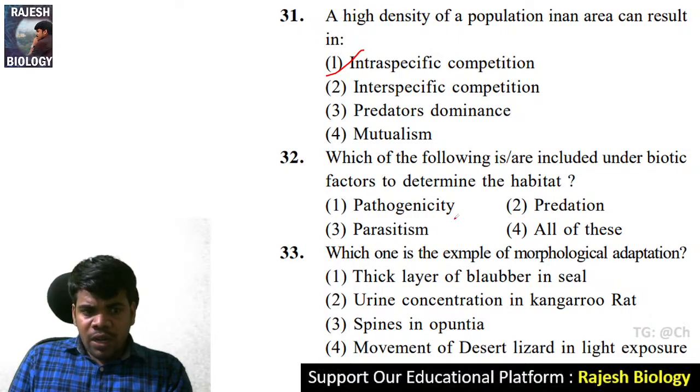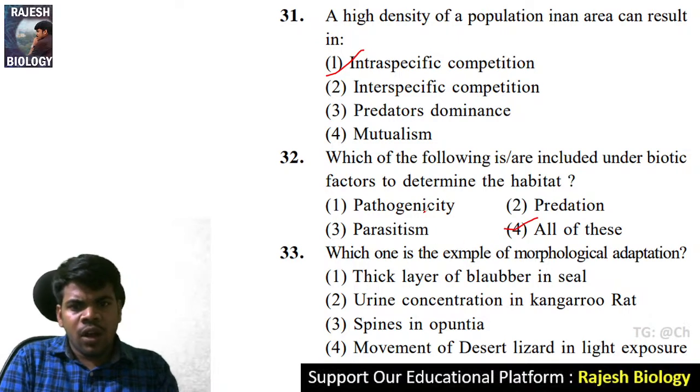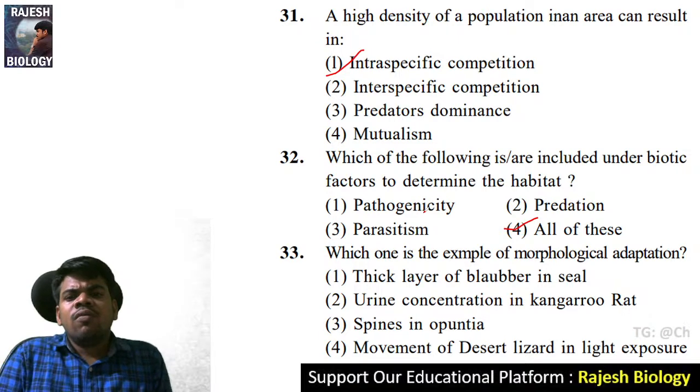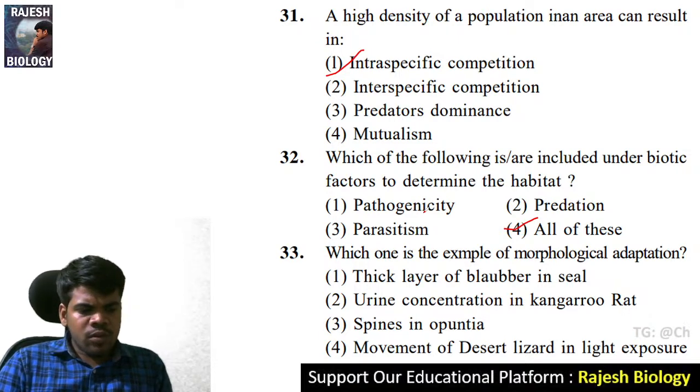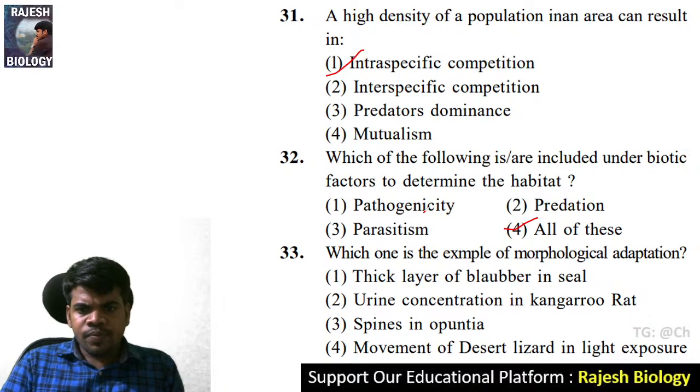Pathogenicity, predation, and parasitism are all of these. Very good, Chinu. All of these. Come to the 33rd question. Which one is the example of morphological adaptation?